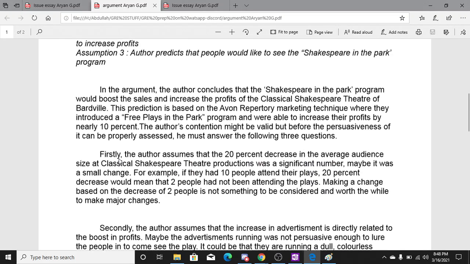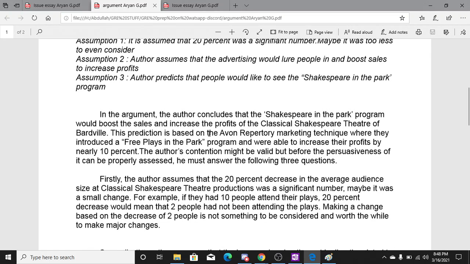Yeah, man. Okay, it starts with, in the argument, the author concludes that the Shakespeares in the park program would boost the sales and increase the profits of the classical Shakespeare theater of Hardbilly, okay? This prediction is based on Avon Repertory marketing technique, where they introduced a free plays in the park program and were able to increase their profits by increasing 10%. The author condition might be valid, but before the persuasiveness of it can be properly assessed, you must answer the following 3 questions.